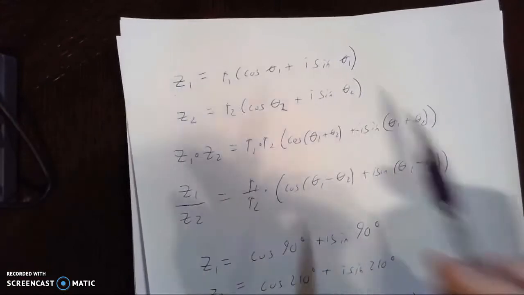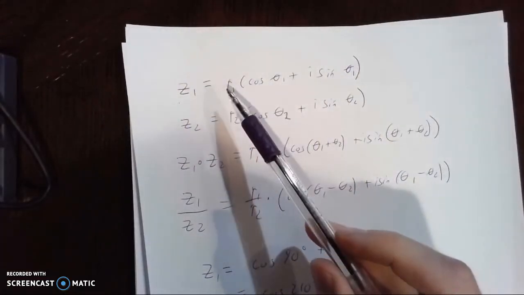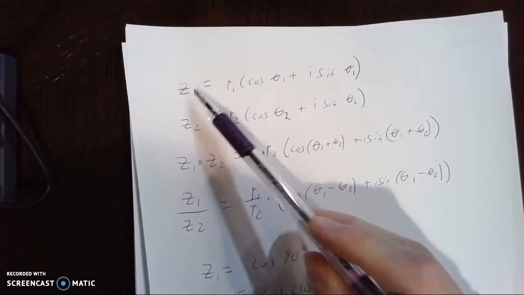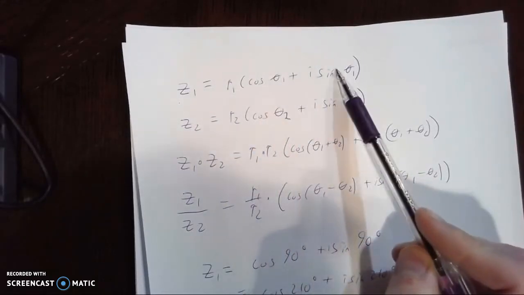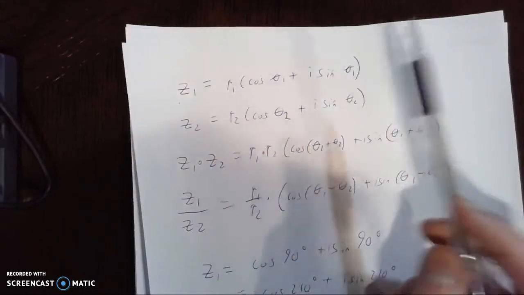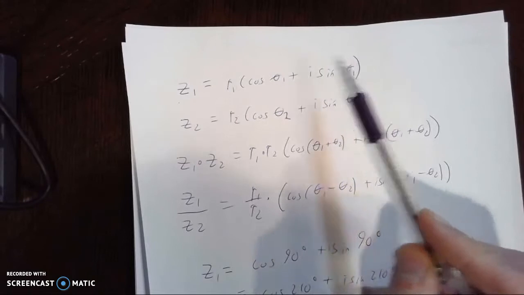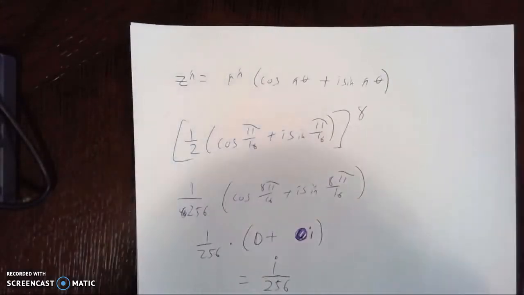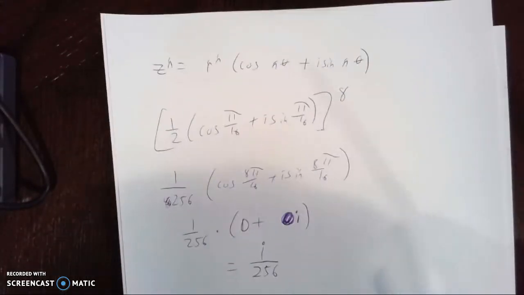The next thing we want to think about is what if I just continue to multiply the same number by itself over and over again. And you can kind of see what's going to happen there. Say you did z1 times itself twice. You would get r1 squared cosine 2 theta 1 plus i sine 2 theta 1. Well, what if you then multiplied it again? Well, you'd get r1 cubed. You'd add another theta 1, another theta 1. So this formula is just going to end up being, as you see here, r to the n cosine n theta plus i sine n theta.